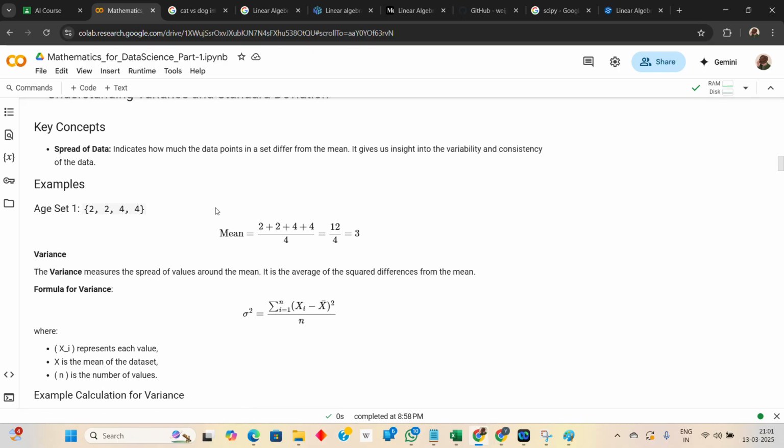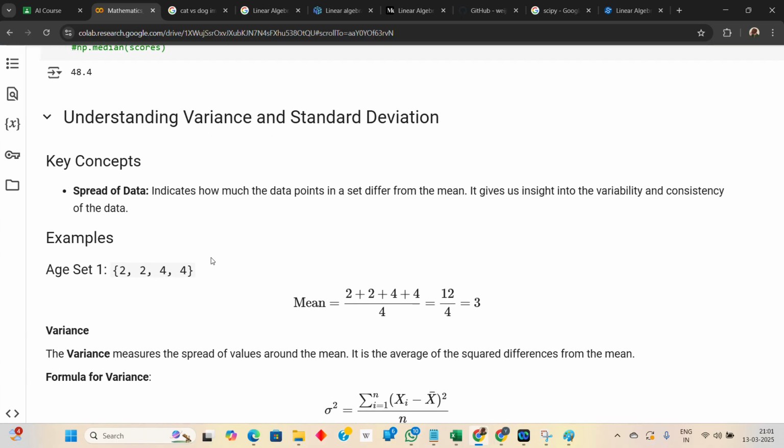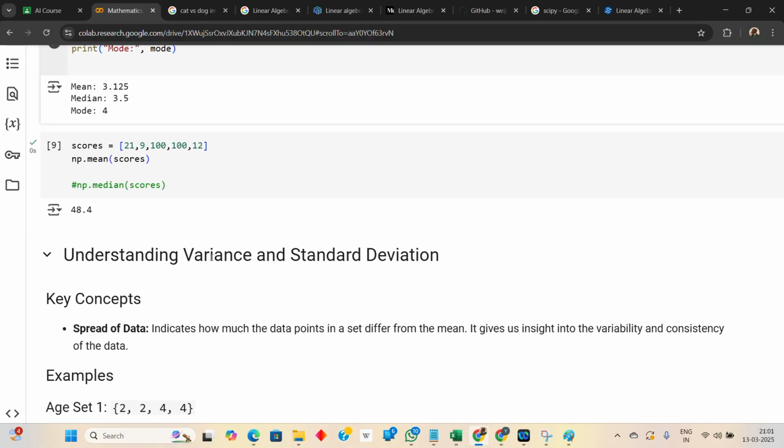Okay. So now we can see the next concept. What is that? It is variance and standard deviation. I hope you might have heard these terms also, right? Variance and standard deviation. What is this variance and standard deviation? See, any concept, if you learn one by one, then it will be really easy to understand.